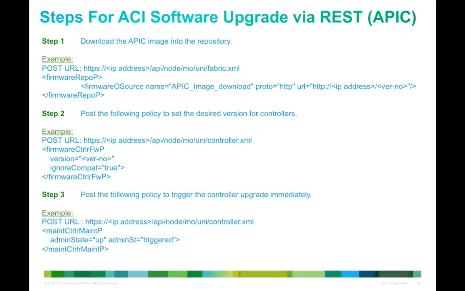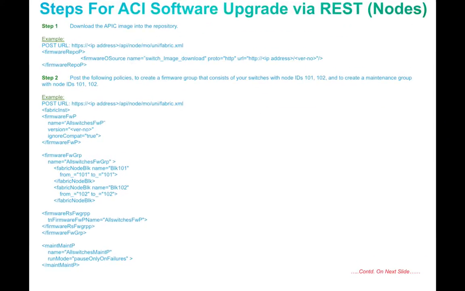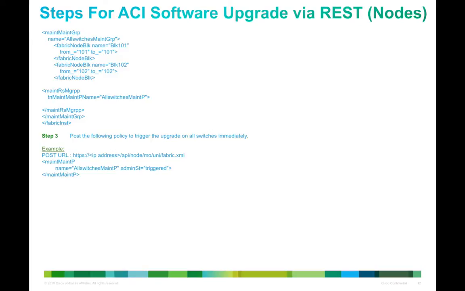Also, if someone is interested in upgrading the software of ACI via RESTful API, these are the steps to do so for APIC. And these are the steps to upgrade the software via RESTful API for nodes. I have downloaded these steps from Cisco's website that you can check out at your leisure.